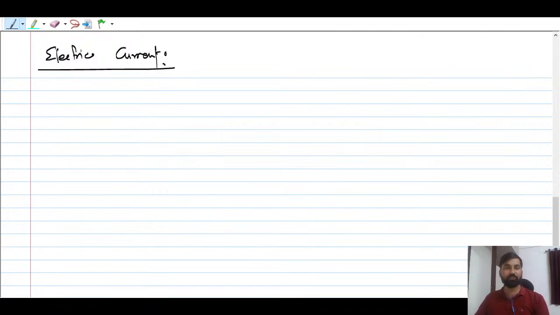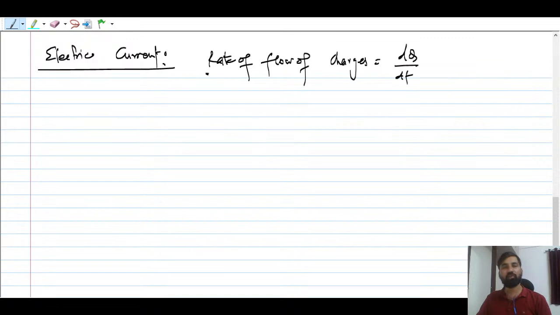So what is current? Everybody knows that current is nothing but the rate of flow of charges, that is dq by dt. How do we express rate? With the help of a derivative. A derivative is nothing but a slope. dq by dt means the rate of change of charges. So the rate of flow of charges is dq by dt, and this is the current.